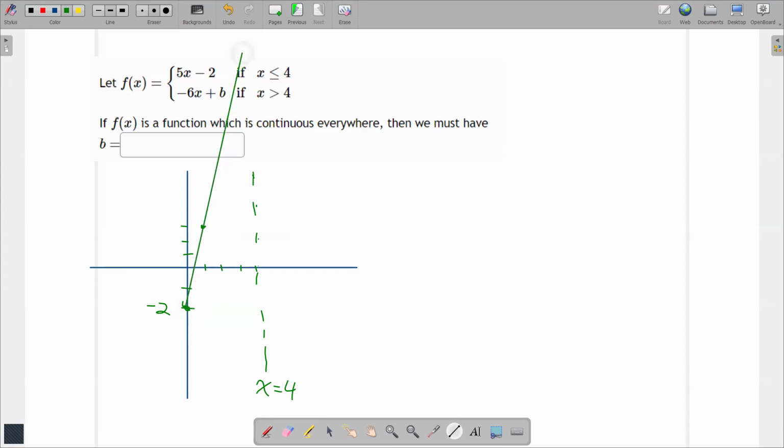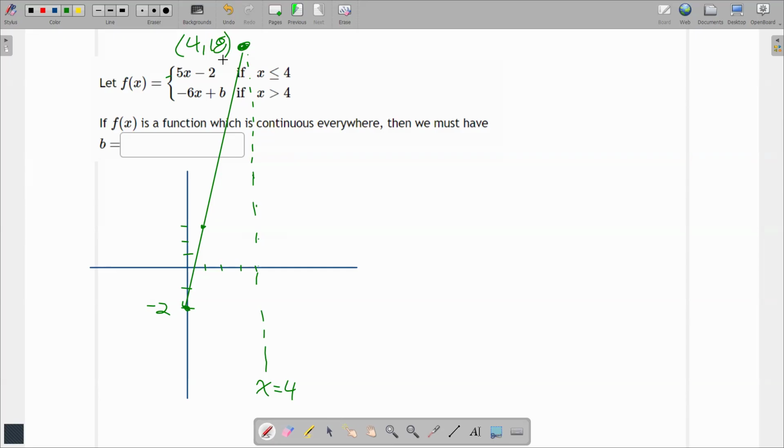And I should have made my scale a little bit different. I'm trying to get to the point where I'm going to hit this vertical line. What value am I going to hit at? If I plug in 4, I'm going to get what? 20 minus 2 is 18. So these two are going to collide up here at the point (4, 18), right? So that's the left half.